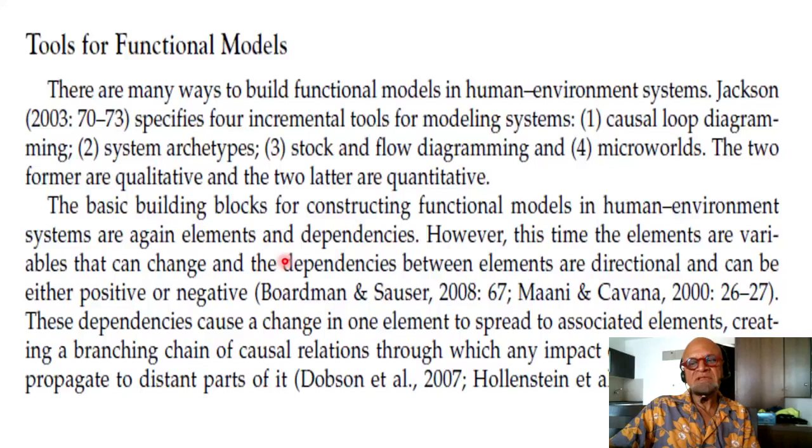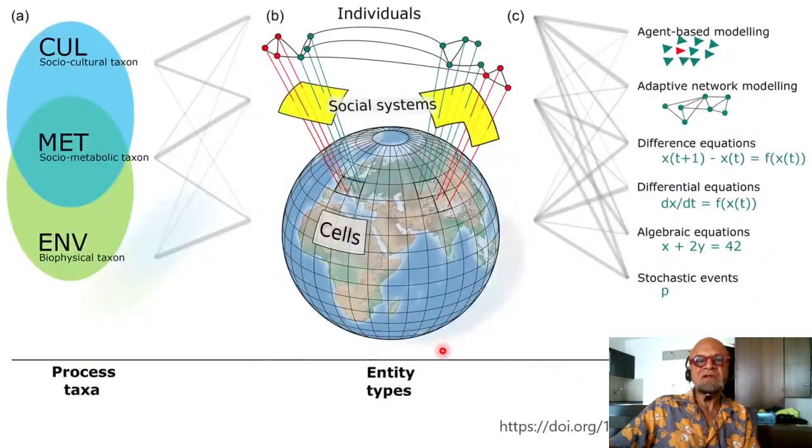The basic building blocks for constructing functional models in human environment systems are again elements and dependencies. However, this time the elements are variables that can change, and dependencies between elements are directional and can be either positive or negative. So you can have increasing or decreasing dependencies between elements. These dependencies cause a change in one element to spread to associated elements, creating a branching chain of causal relations through which any impact in the system could propagate to distant parts of it, as these papers indicate. But that's what is meant here as well in this one.